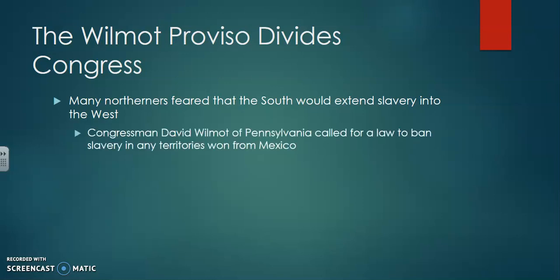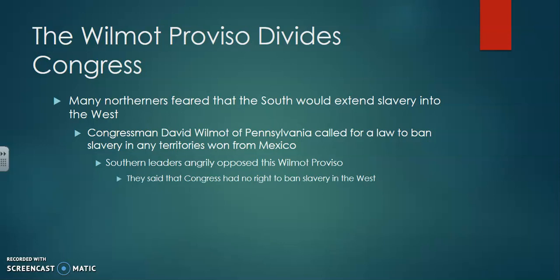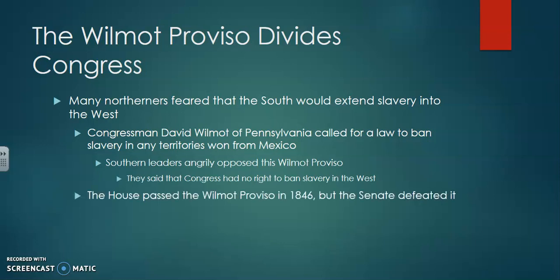Congressman David Wilmot of Pennsylvania called for a law to ban slavery in any territories won from Mexico. So any territory that we would gain from beating Mexico in a war would be entered as a free state. Southern leaders will angrily oppose this Wilmot Proviso, though, as it became known. They said that Congress had no right to ban slavery in the West, and the House will pass the Wilmot Proviso in 1846. However, the Senate will defeat it. In other words, it's going to pass the House, but not pass in the Senate. Therefore, the bill died.